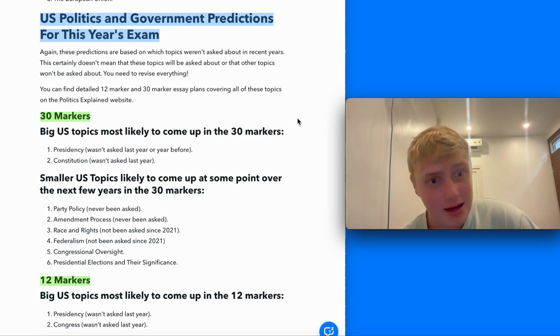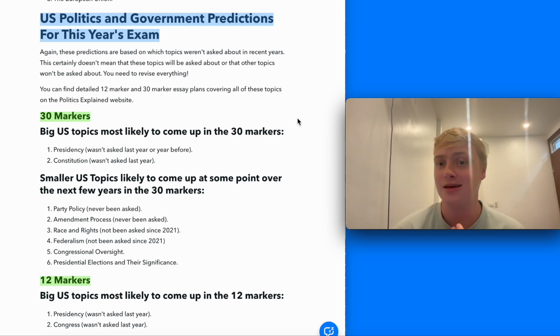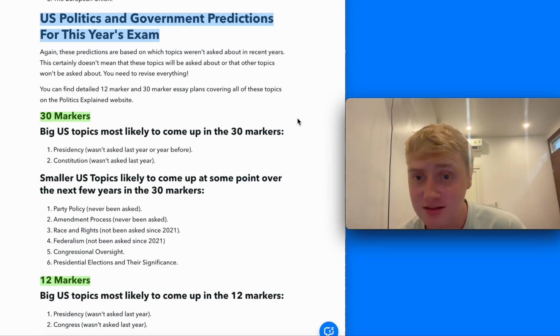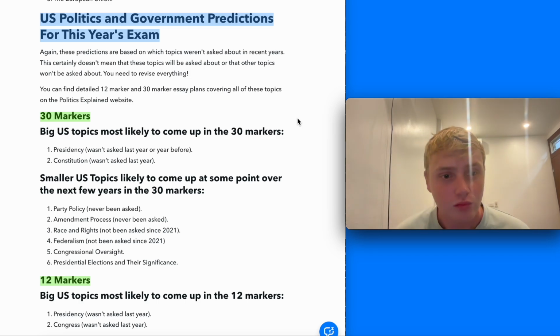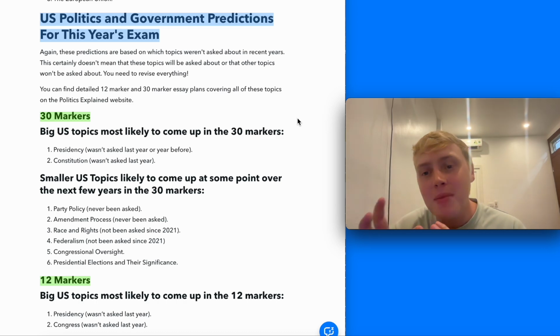Race and rights hasn't been asked about since 2021, so you could get a question, for example, on whether affirmative action is the most effective method for protecting or promoting racial equality in the United States, or whether measures to promote racial equality have been effective or not. Federalism as part of the Constitution hasn't been asked since 2021. I think that absolutely could get asked about this year. Congressional oversight and presidential elections and their significance are also two smaller topics that haven't come up in a while, and therefore maybe a bit more likely than some other topics.